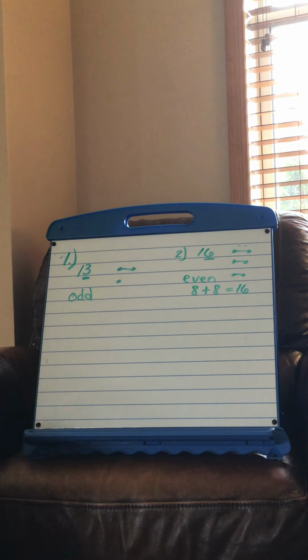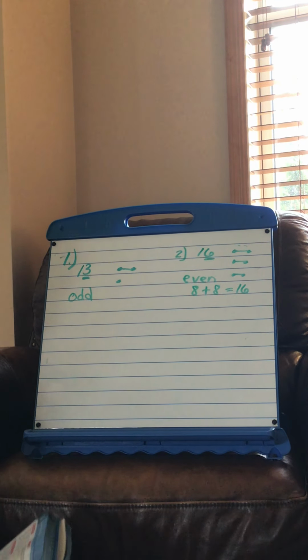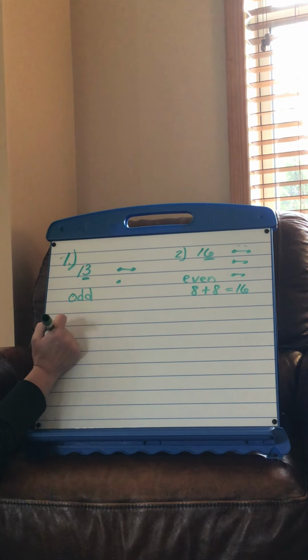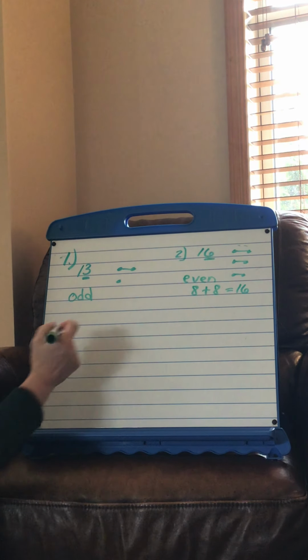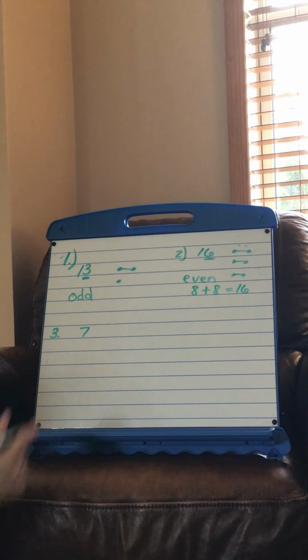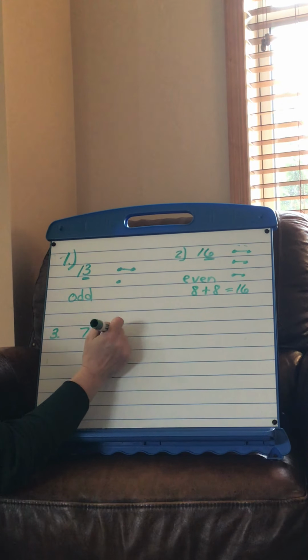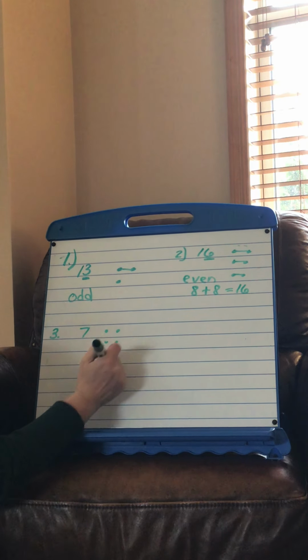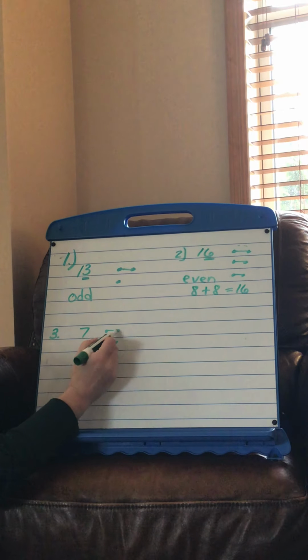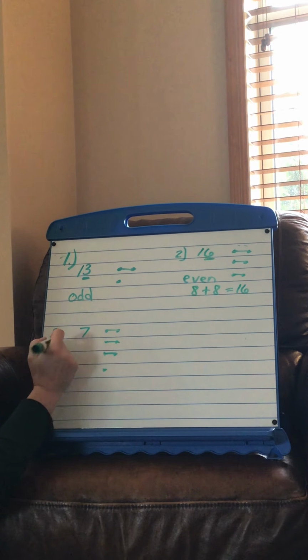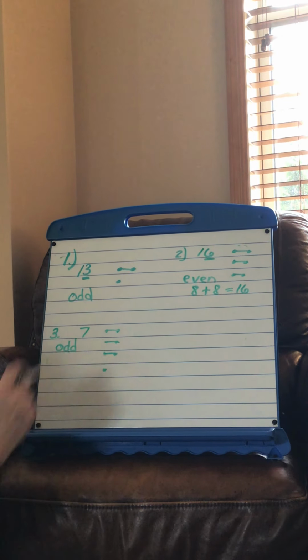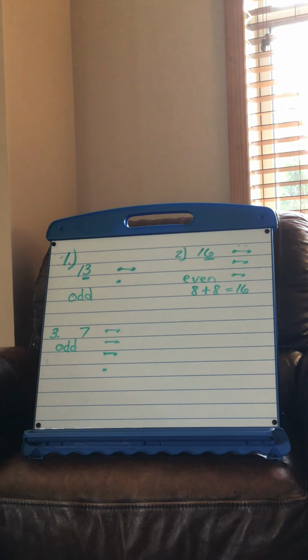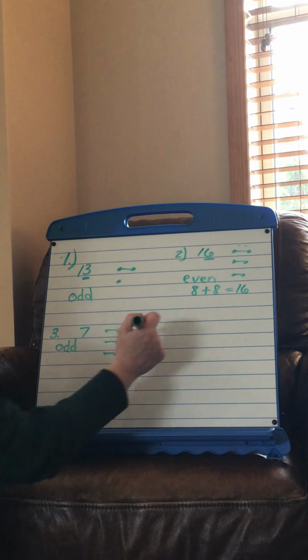Okay? We're going to do the same for number 3, 4, and 5. So number 3, the number they give us is 7. You can do your dot pattern. 1, 2, 3, 4, 5, 6, 7. You can connect your dots. There's 1 left over, so it's odd. And because it's odd, we don't have to do anything else with it. Okay? You don't have to do the dot pattern if you already know that 7 is odd.